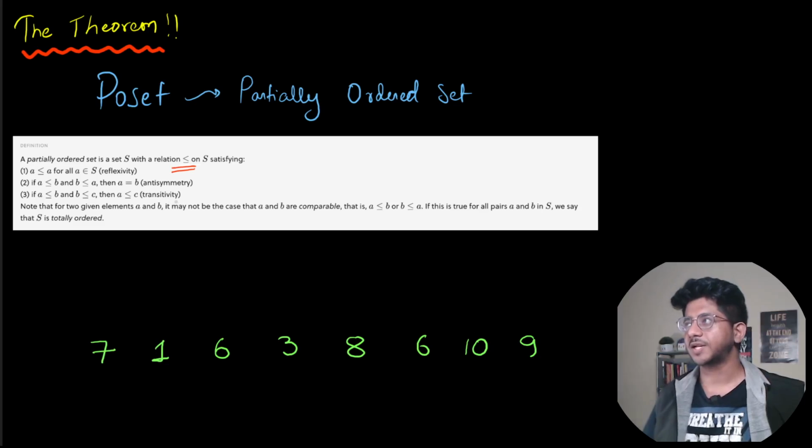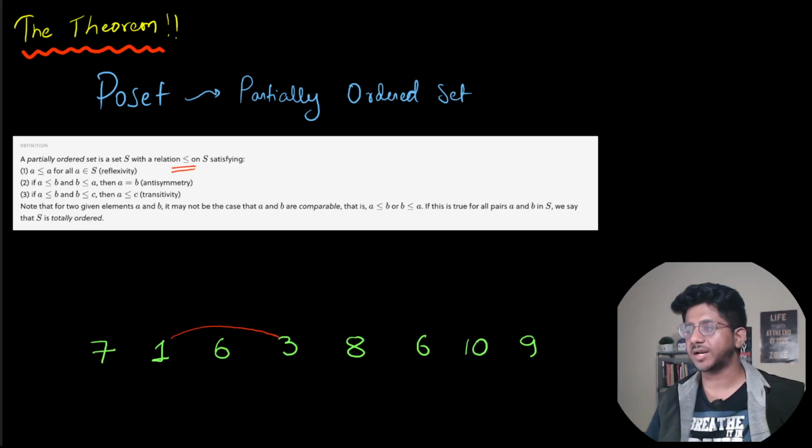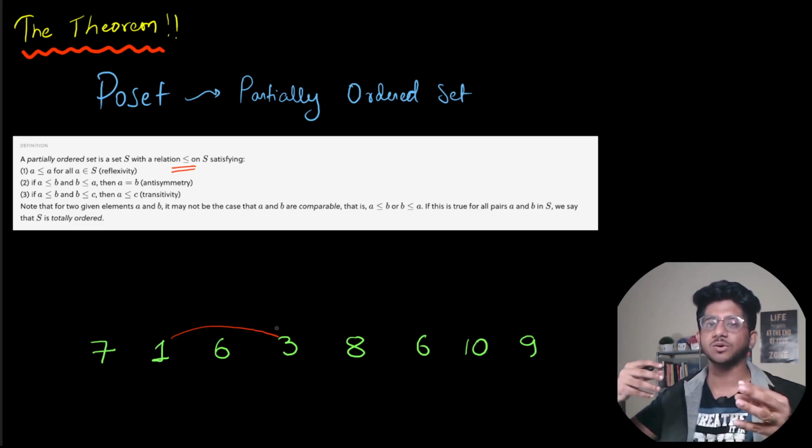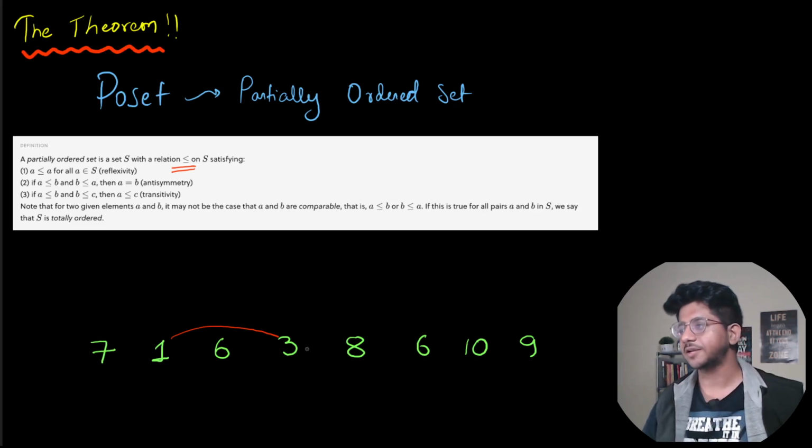In this case, I can draw some relations between elements: between 1 and 3, I know that 1 lies before 3 and 1 is less than 3, so they are in a relation. 1 can go before 3. 3 and 8 are in a relation, 3 and 6 are in a relation. These kinds of pairs are definitely in relation, because we can say that this one is both before and of less value.